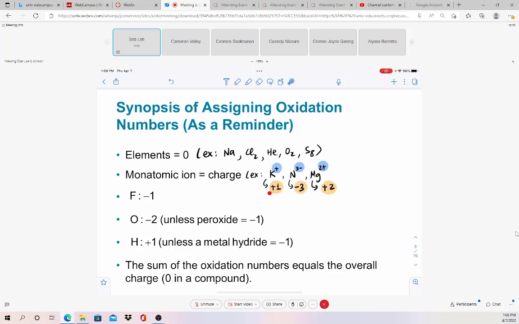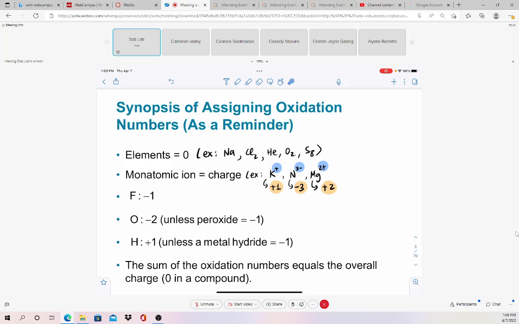But for oxidation number, you put the sign first, the positive or negative charge first, and then you put the number. So these are the charges for the ions, these are the oxidation numbers. So for monoatomic ions, the charge equals the oxidation number.